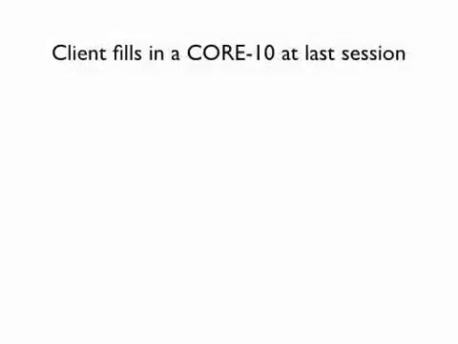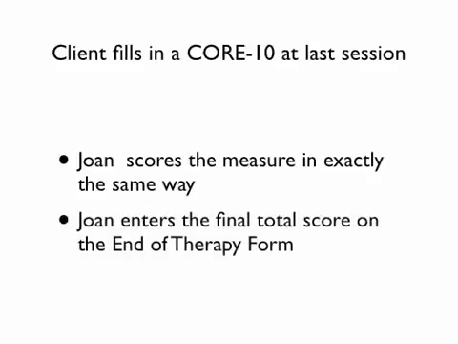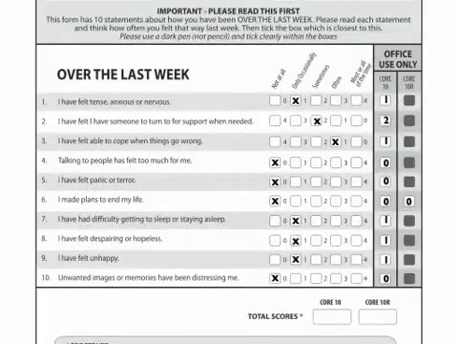Now at the last session, Joan scores the measure in exactly the same way and enters the final score on the end of therapy form. So here we go again. This time the score has gone down to 7 following the 4 sessions of treatment that the client had. So this is the final outcome measure that was filled in by the client.